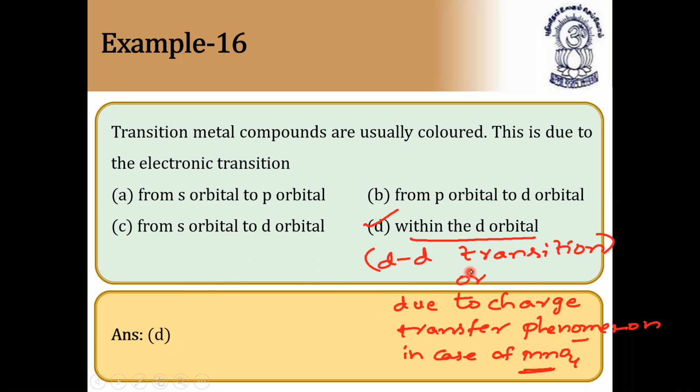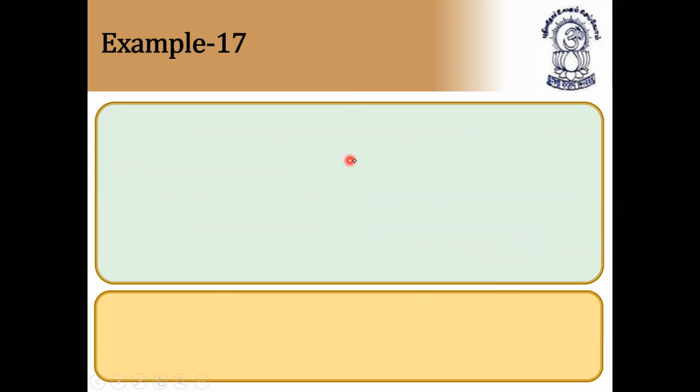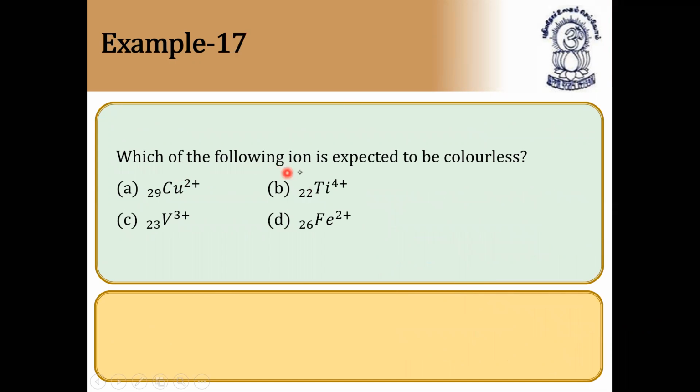So please note this down clearly. Most of the transition metals are colored due to d-d transition only, and only a few are colored otherwise. For example, manganese is colored due to the charge transfer phenomenon in case of MnO4 minus, from oxygen atom to manganese atom. So that's why it is colored even though it contains no unpaired electrons, and the remaining are due to d-d transition only. So please make a note. Definitely it is helpful in the entrance exam. Next question. Which of the following ions is expected to be colorless? Colorless means no unpaired electron.